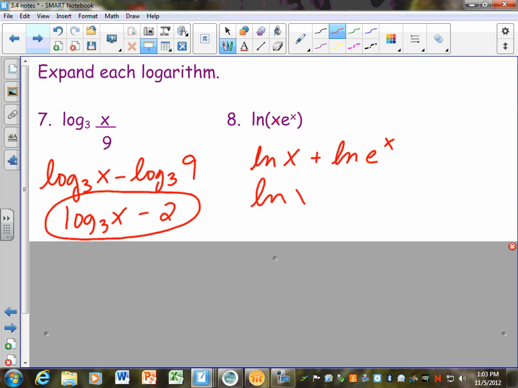Either way you do it, you should end up with just an x there because ln of e is just 1. Remember, ln of e always cancels each other out. So I think you would get ln of x plus x on that one. You're not going to always be able to simplify it, but I gave you a couple just to show you. Okay, ready for the hard one?